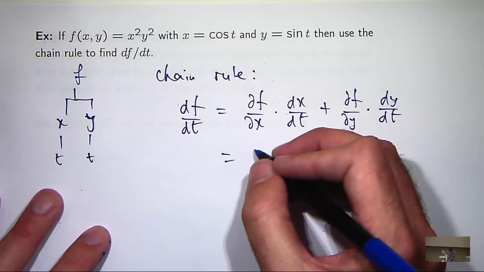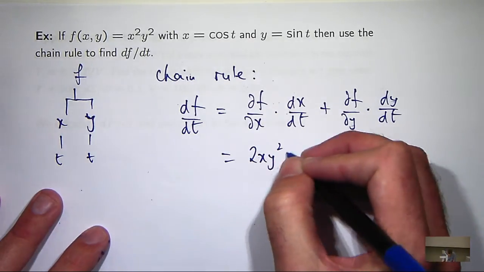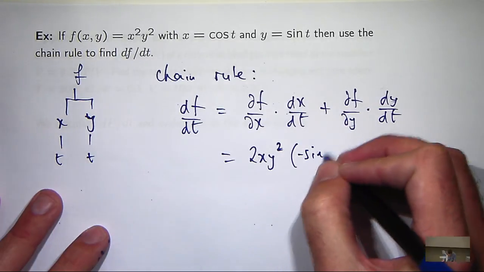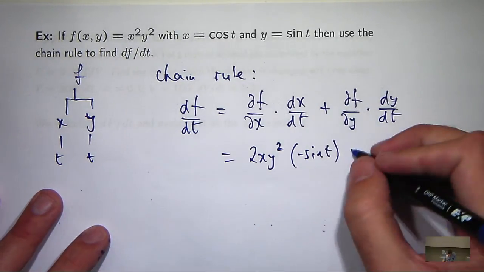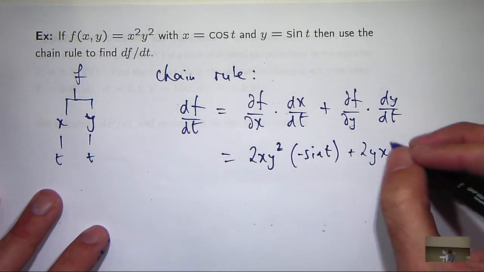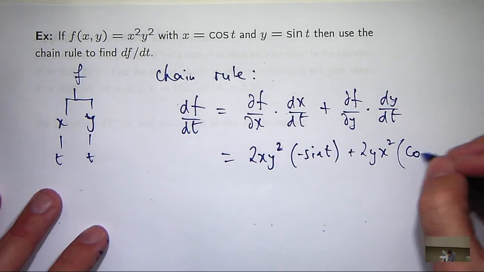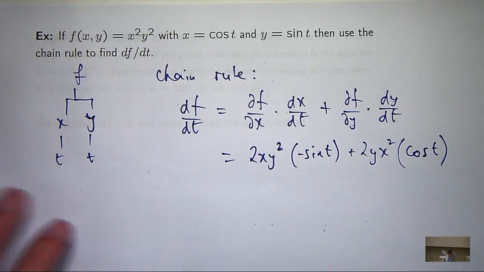So now all I need to do is simplify, get everything in terms of the same variables. So what I'm going to do is substitute in here for x and y. So if we multiply through by that, we're going to have minus sine cubed t.